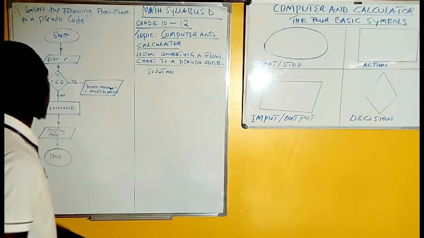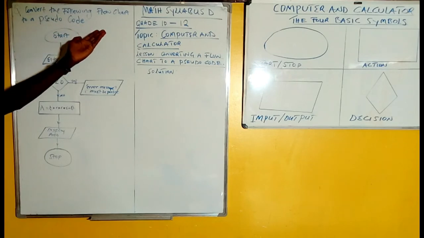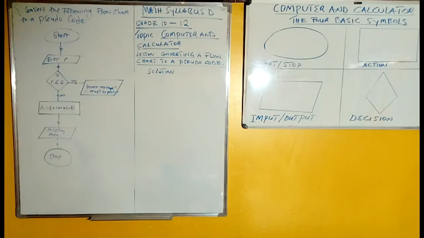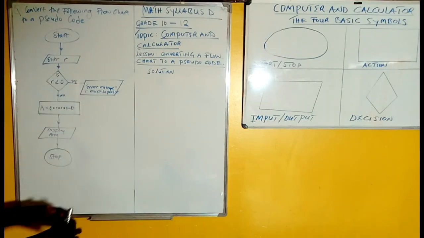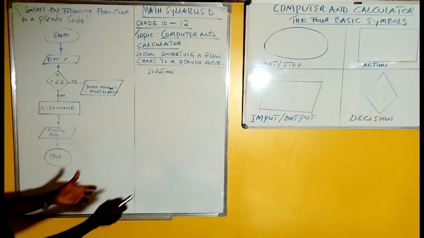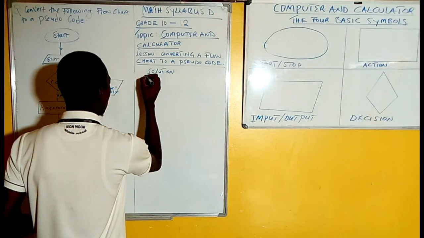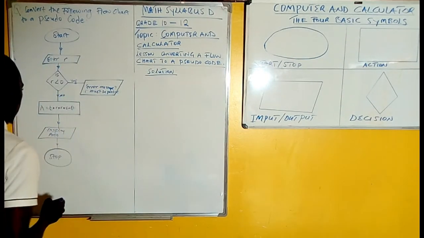We go to the question that we have. This question simply says, convert the following flowchart to a pseudocode. Now, a pseudocode has got a specific language that we use and a specific way of writing it. So please let me demonstrate and explain a few things on how it is supposed to be done.